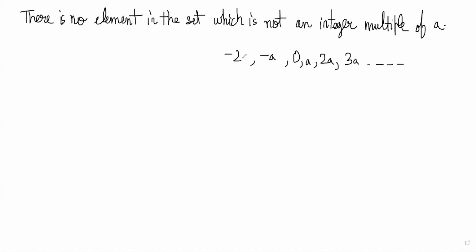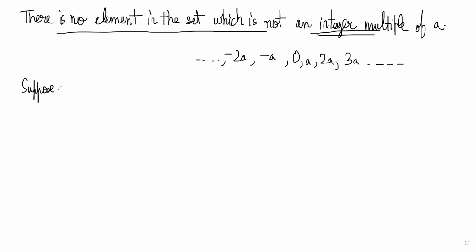Minus a, minus 2a. But we have not said anything about other types of integers in this set, right? So now what we are saying is there is no element in the set which is not an integer multiple of a. We'll prove that by contradiction. Suppose there is a non-multiple of a in the set.